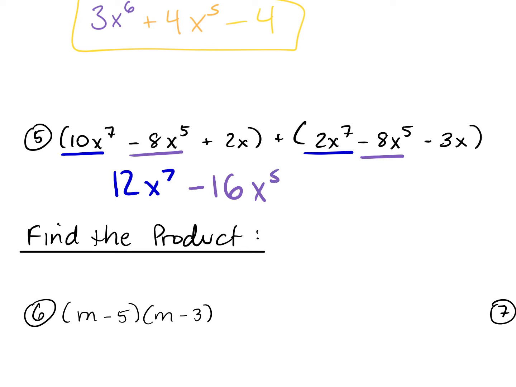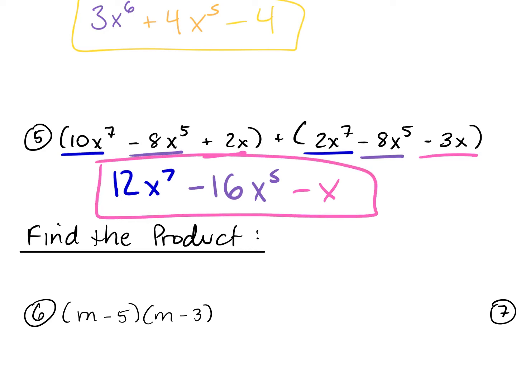Be careful. They don't just cancel out. They're the same sign. So just negative 8 minus 8 is negative 16. And then lastly, I have plus 2x minus 3x, negative x. Awesome. 2 minus 3 would be negative 1, but we don't put the coefficient of 1 in front of the x. So it's just negative x.